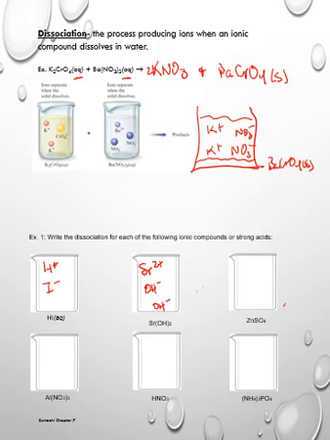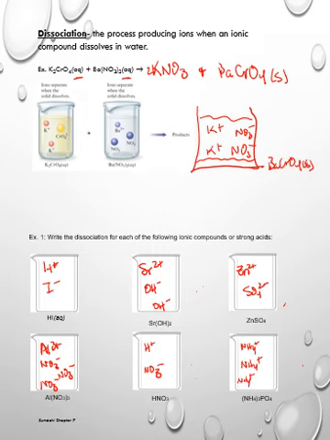For zinc sulfate, I have one ion of each. So I'd have Zn2+, and I would have SO4 2-. I would have for aluminum nitrate, Al with a 3+ charge. And then I would have three nitrate ions to balance out the charge. For nitric acid, another strong acid, I'd have H+ and NO3-. And then finally, as we said in the previous slide, I'd have NH4+, and I would have three of them. And then I'd have one PO4 3-.